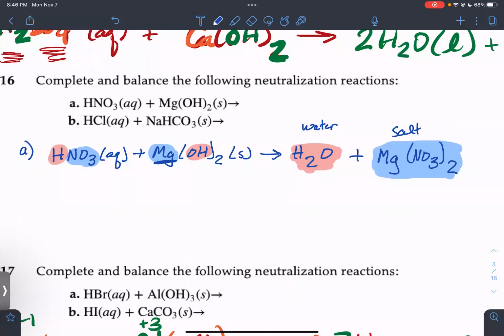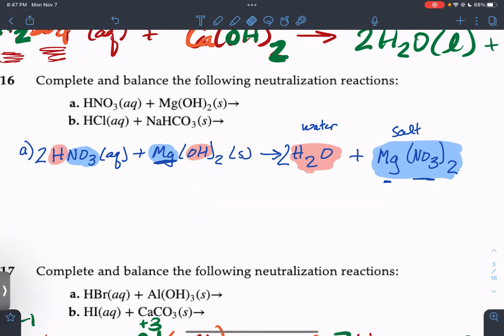How in the world do we need to balance it? I like to look at the water, and I can see over here I needed 2 OHs. So I'm going to need to put 2 hydrogens here because I have 2 OHs. So I'm going to have 2 hydrogens, and then that's going to give me 2 waters. And then if I look at everything else, I have 2 NO3 minus. I have 2 of them here because it's a coefficient. Magnesium, I only have 1, and it looks good. So that's a way that you can quickly balance things.